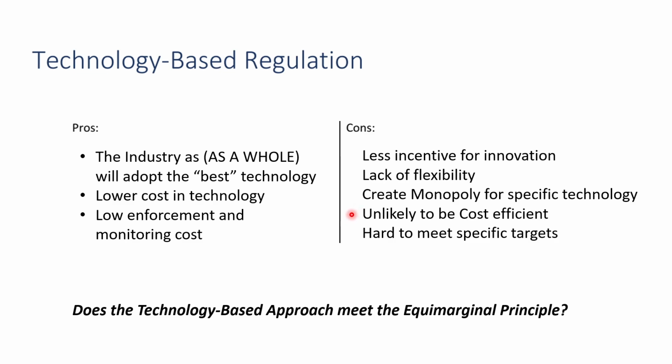Now, here's the main con. It is unlikely to be cost efficient because, again, you're relying on the EPA or the regulatory agency to decide what is the most cost-effective technology, right? And that is most likely not the case, right? And it is unlikely in most industries anyway that the most cost-effective method to reduce emission is the same for everybody. Okay, but finally, with the technology-based regulation, it's hard to meet specific targets. Right? Now we know that if we implement a particular technology, emission overall will decrease. We just don't really have control over by how much.